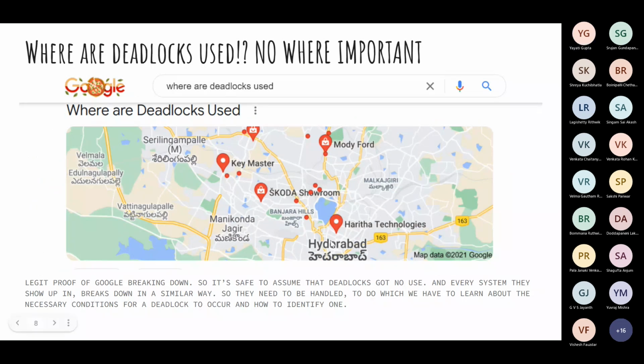Ma'am, it didn't actually break down, but even Google had no answer for where deadlocks are used.